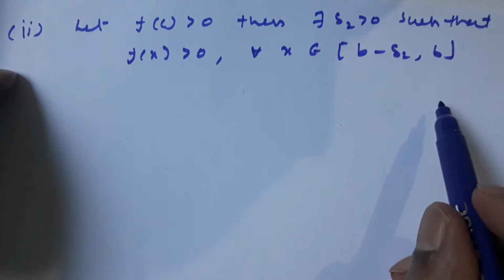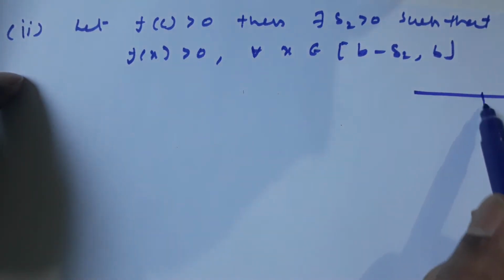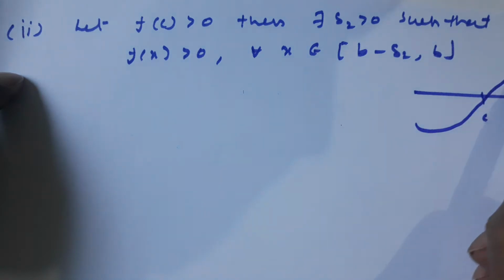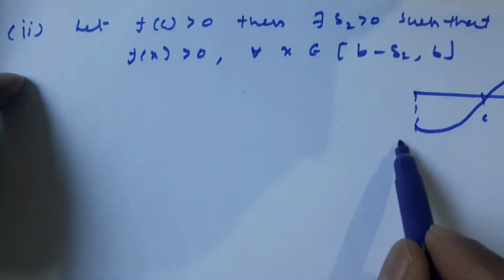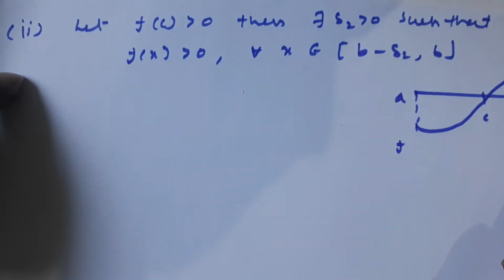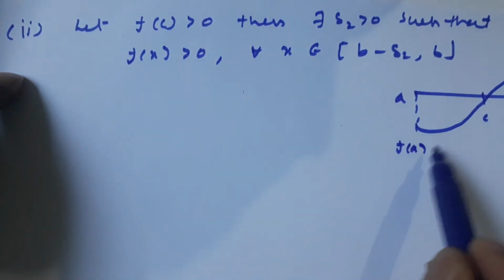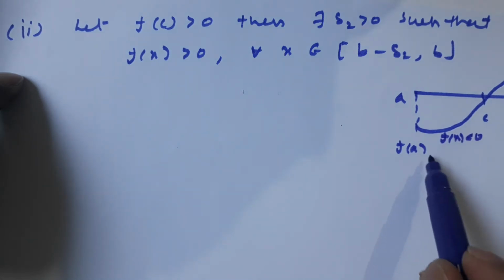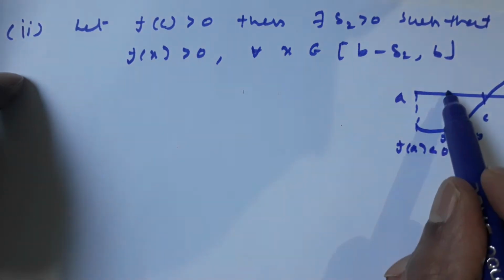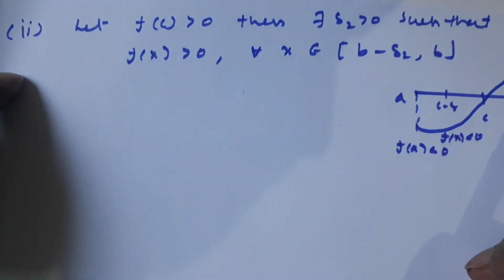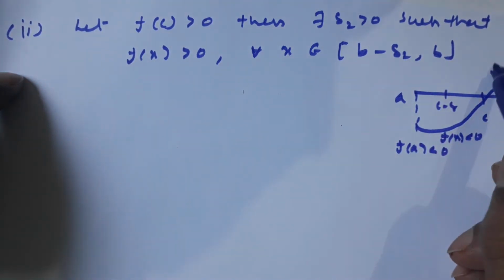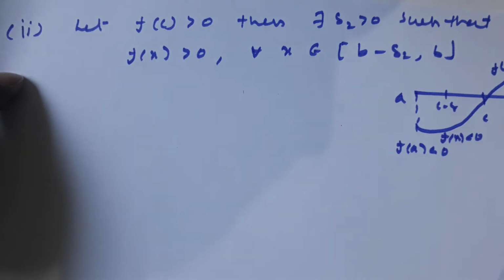As I already explained, this is C. The curve is moving to C. This is B, the closed interval. f of x is less than 0, so f of A is also less than 0. This is C minus delta, and this is C plus delta. This is the function f of x. So B is there, and this part is B minus delta 2.